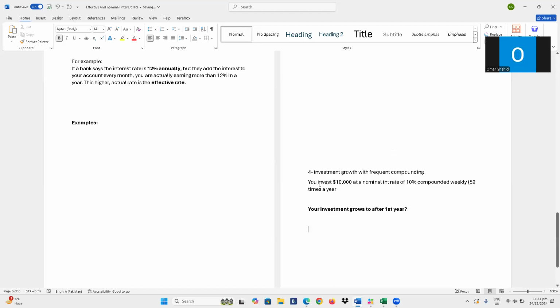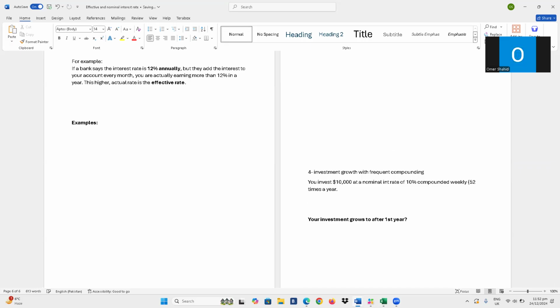They're telling us that you invest 10,000 at a nominal interest rate of 10%, but it is compounded weekly. Weekly means 52 weeks in a year, so it will be compounded 52 times in a year. If our interest rate is 10% and we are compounding it weekly, obviously we need to know the effective interest rate first. Why do we need to know the effective interest rate?